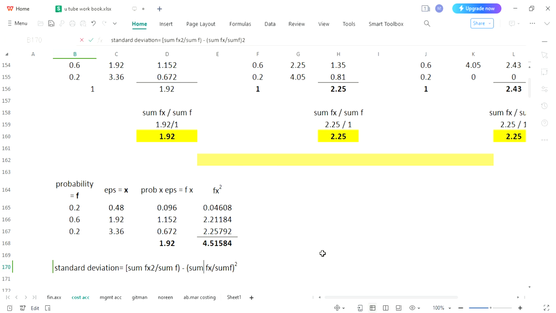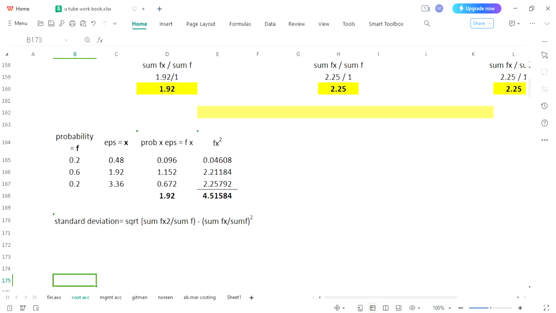So this is your formula, and over here a square root is needed. I am writing Q.13, square root of this formula. So this is your standard deviation. Please remember it. In this way you can calculate your standard deviation. Now let's put the amount.